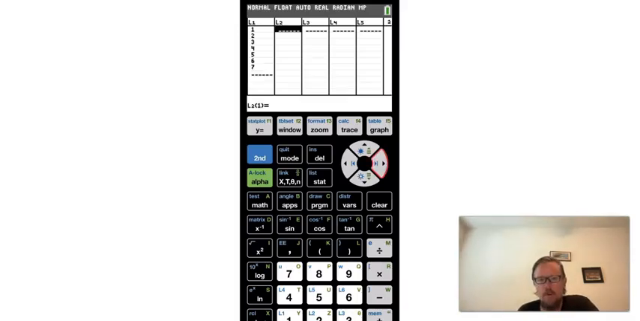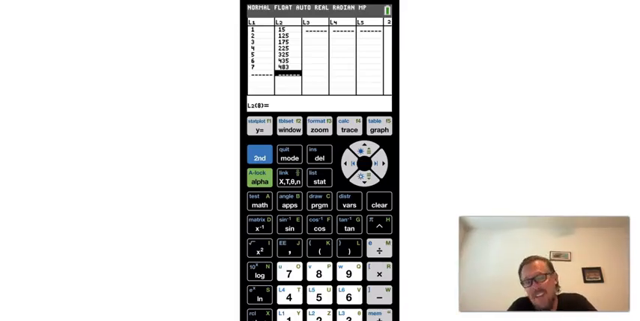And then I'm going to arrow over to the L2 column, and that's where I'm going to put the Y's. So I jotted the Y's down on a piece of paper so I wouldn't have to flip back and forth between my notes and the calculator. So I'm going to put the Y's in real quick. 15, 125, 175, 225, 325, 435, and 483.